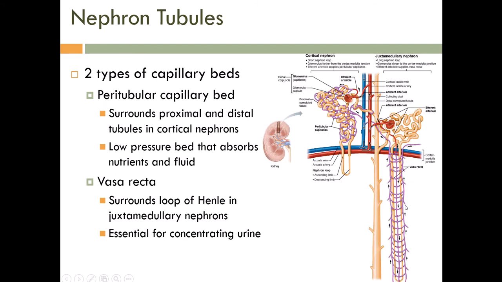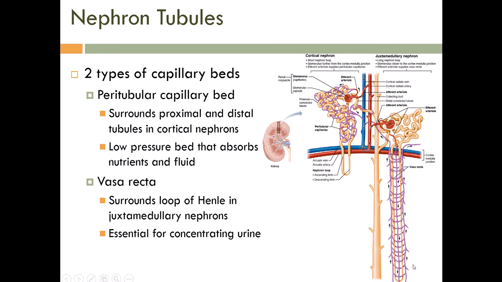There are two other types of capillaries associated with our nephrons, depending on whether we're talking about a cortical nephron or a juxtamedullary nephron. The cortical nephrons were the ones that sit almost completely in the cortex. They have peritubular capillaries around their proximal and distal convoluted tubules. And the peritubular capillaries are very, very low pressure capillary beds that are reabsorbing nutrients and fluids.